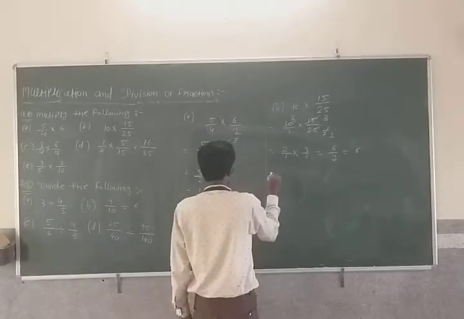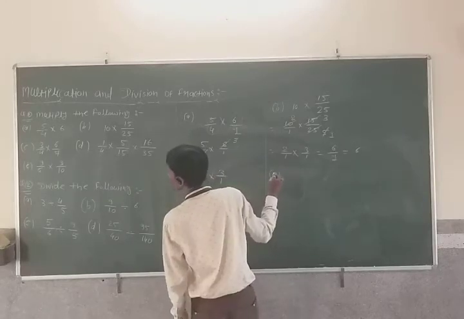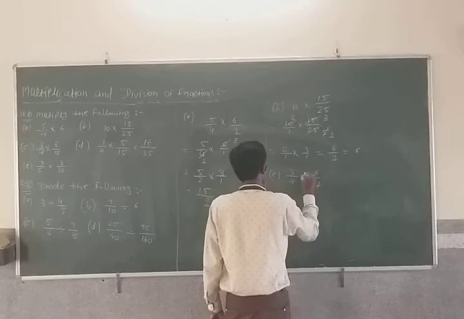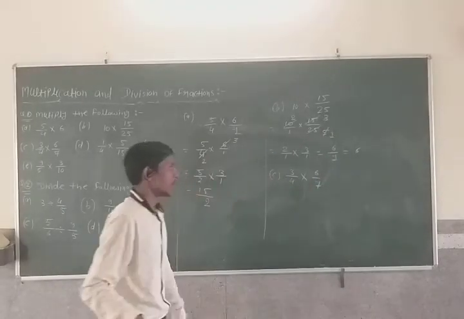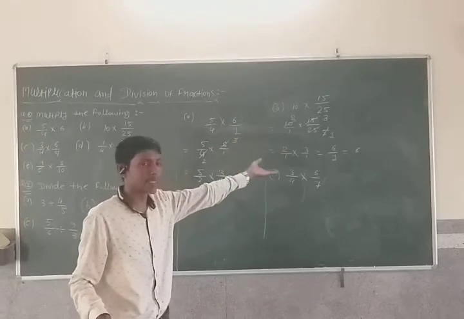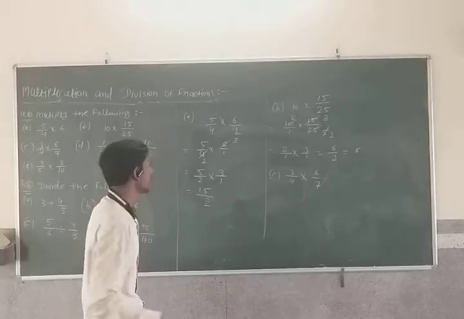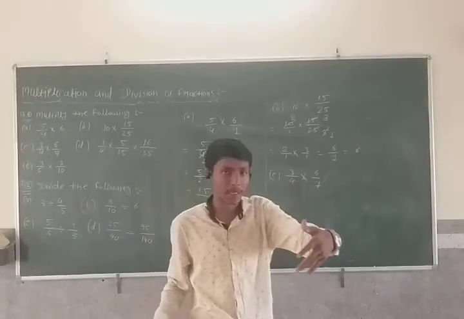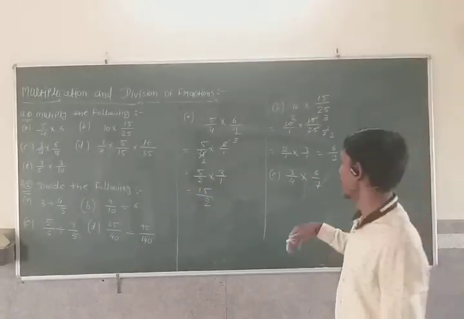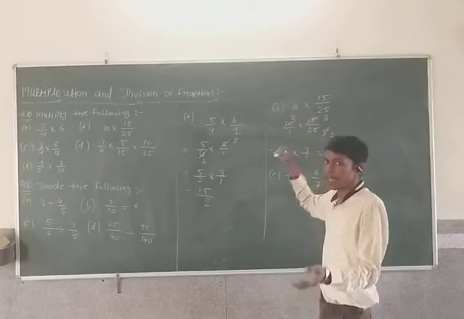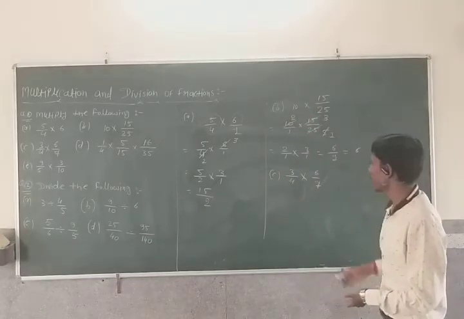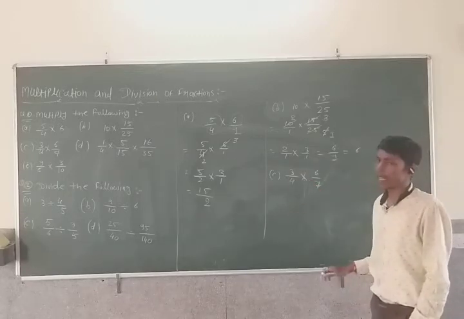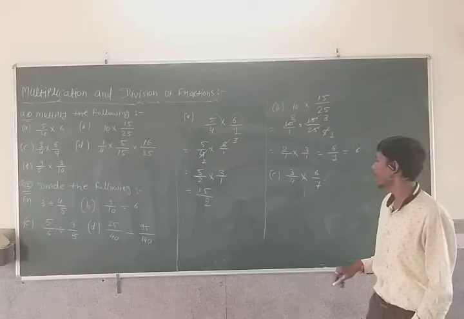Similarly, question number C is 3 upon 4 multiplied by 6 upon 7. Now both are fractions, so we don't need to write 1 in the denominator, because in questions A and B one of the numbers was a whole number. So I wrote 1 in the denominator there, but in question C I don't need to write it. So now directly I will see whether they can be simplified or not.